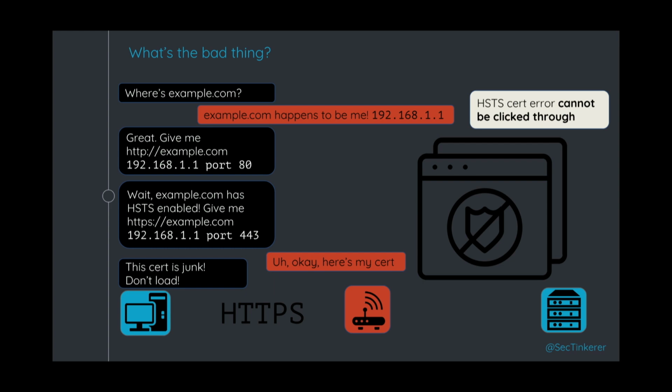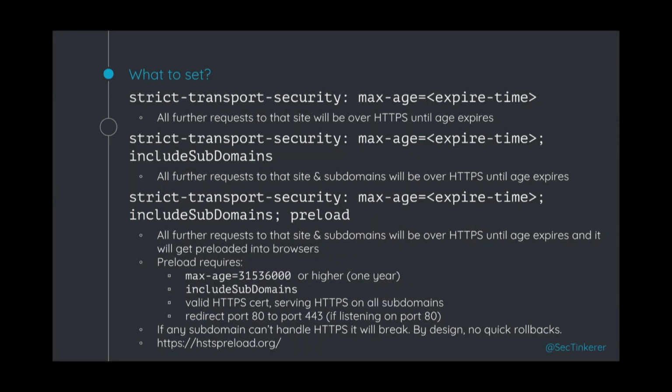All right? So if you're going to be setting this for your site, here's what you're going to do. The basic version of strict transport security is just max-age equals the expiry time in a number of seconds. And every single request after that initial header response until the time expires is going to be over HTTPS.